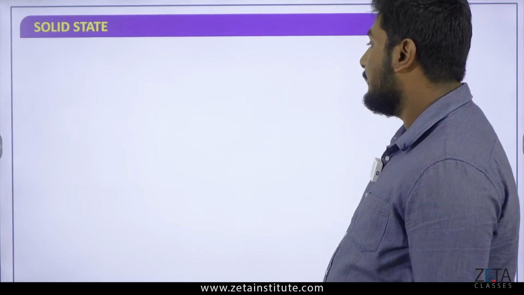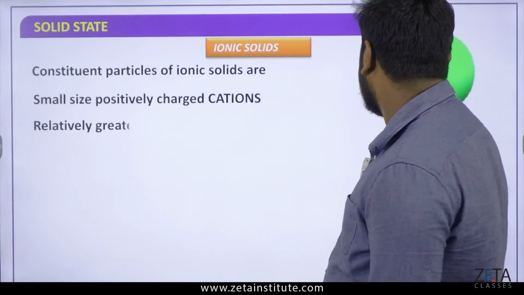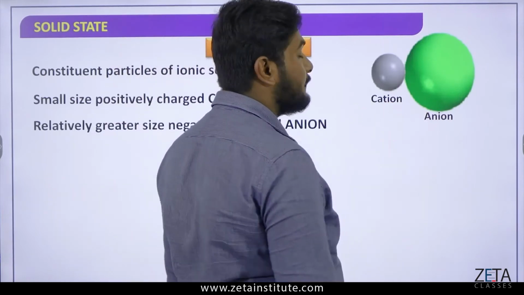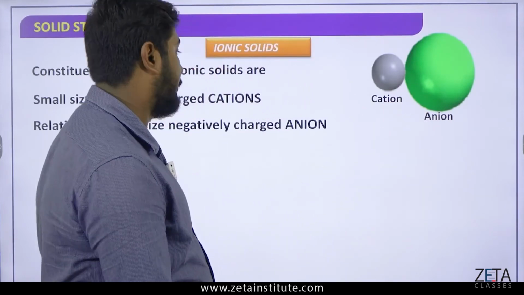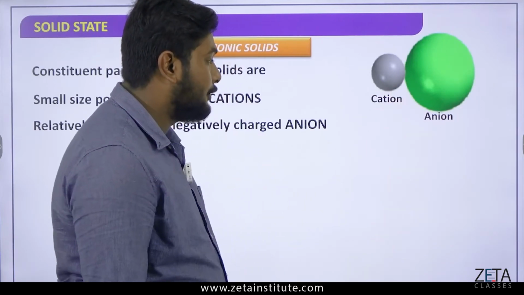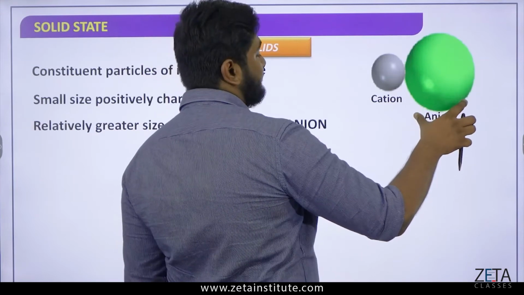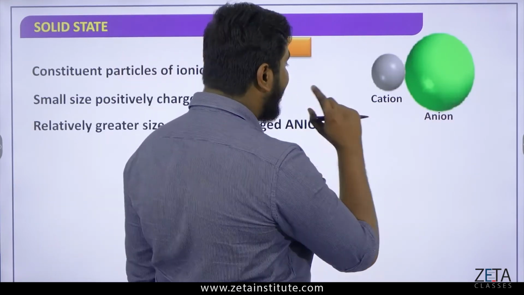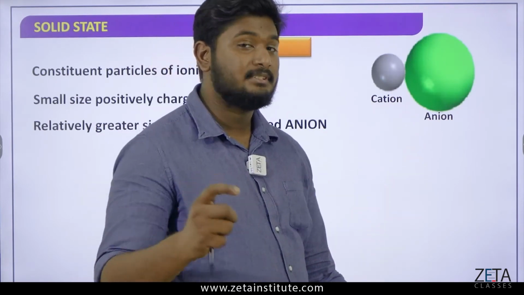Clear? So here we have the structure of ions. So we know in case of ionic solid, they consist of two important ions. The first one is cation and second one is anion. And we already discussed in our class 11 classification of elements, due to the addition of electron, this anion has more size due to repulsion. Clear? So if we are comparing anion and cation, anion has more size than cation.